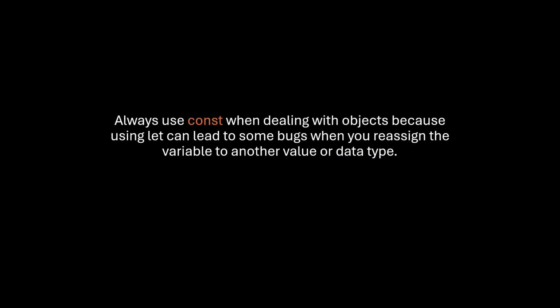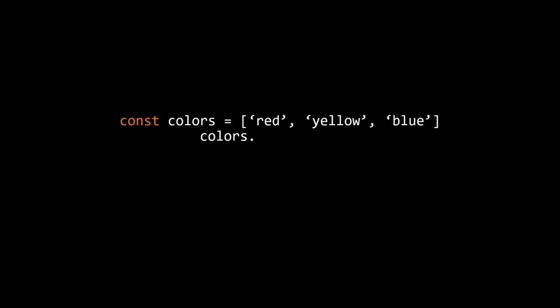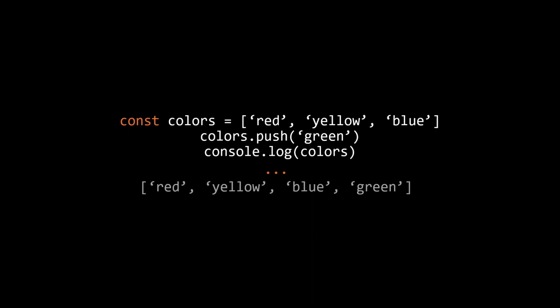Because of this, it is advised to use const, especially when dealing with object types, because when you use let, it is still possible to reassign that object back to another data type, which can lead to unintended bugs. Let's consider this final example with arrays. What will the value of colors be? Red, yellow, blue, and green.